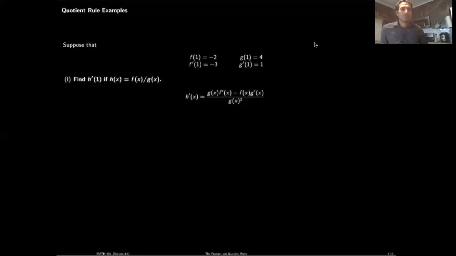So let's review this problem again. The derivative is given by this formula, which is low d high minus high d low, divided by low squared.